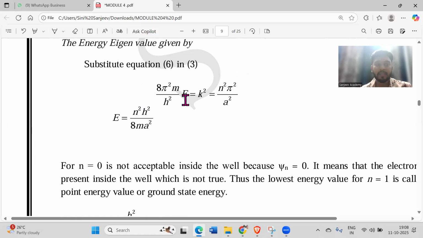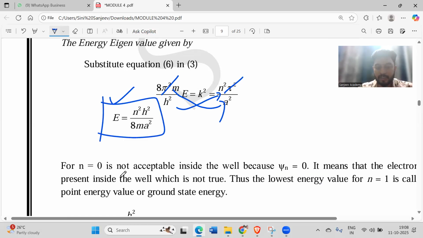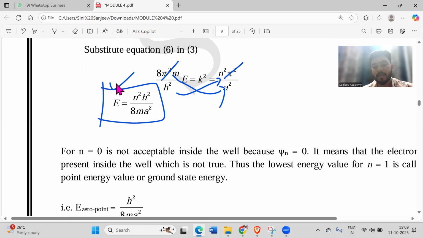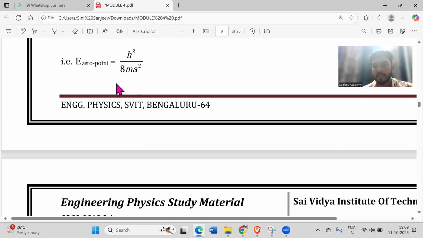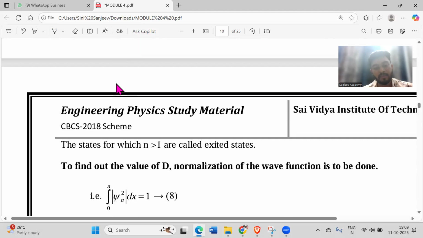Okay, so what happens is, if I put n pi by a, the whole square, for energy this full thing will go down here. H square will get multiplied. Pi square and pi square will get cancelled. The cross multiplication, you will get this. So n is equal to 0 is not acceptable inside the well. The other things I'll be telling you later, but first thing is derivation, how to do it. Theoretical explanation, I'll be doing it later. So first important thing is how to derive it properly, and it is a very, very important derivation.